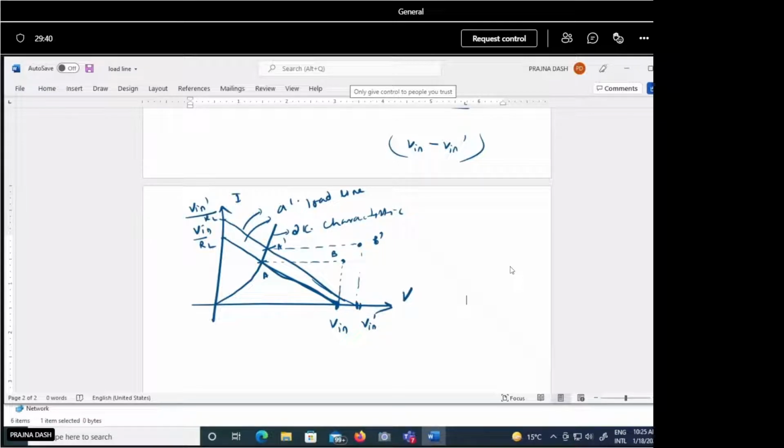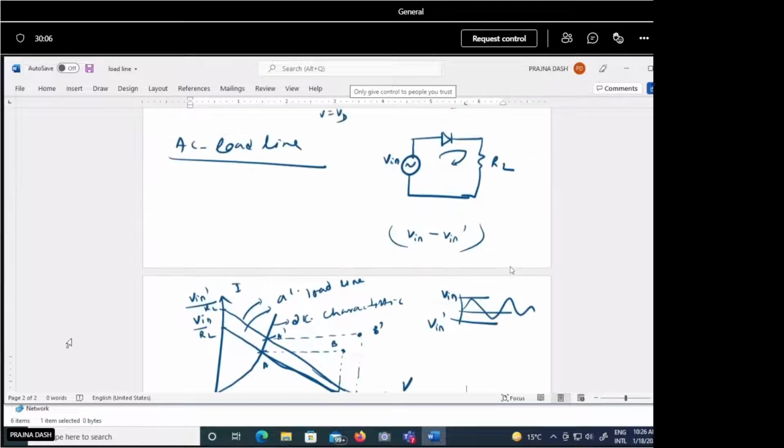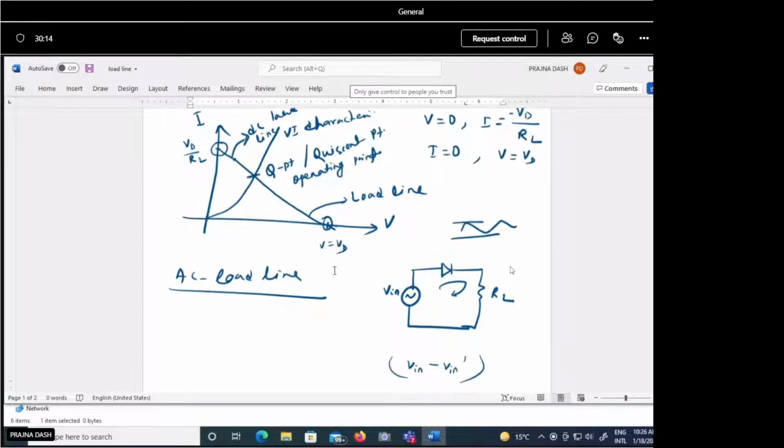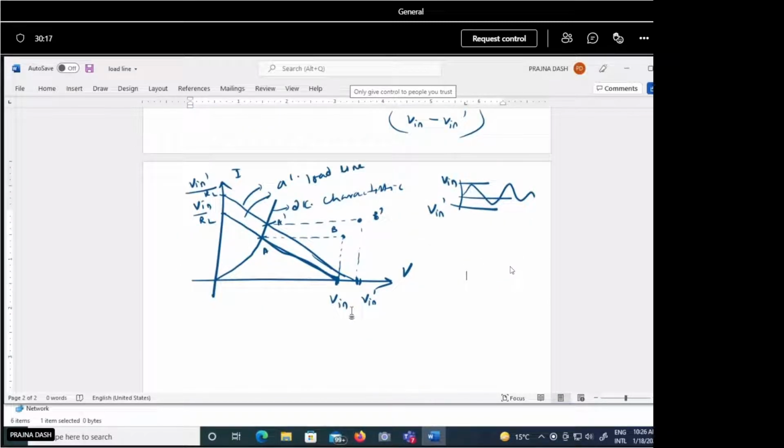When we consider the AC voltage, AC voltage means it is an alternating voltage, so it has two values. Suppose this is your Vin, and suppose this is your Vin dash. For this peak we have actually the maximum voltage applied, Vm. So this value is V equal to Vin. In this case, we get V equal to VD, the diode voltage, as the maximum applied voltage. And for the other case, the diode voltage is the applied voltage Vin dash.